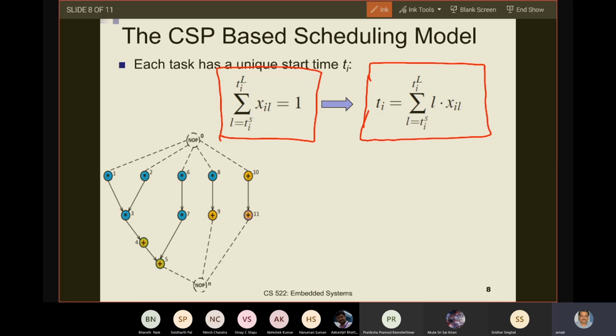And among all these time steps, the task can actually start at only one time step, and hence the summation over L from TS_i to TL_i of x_iL must be equal to 1. And it has to be equal to 1 because it must start at one of these time steps. It cannot happen that it will never be scheduled at any of these time steps. Then you cannot have a feasible solution at all. Okay. So this was it.